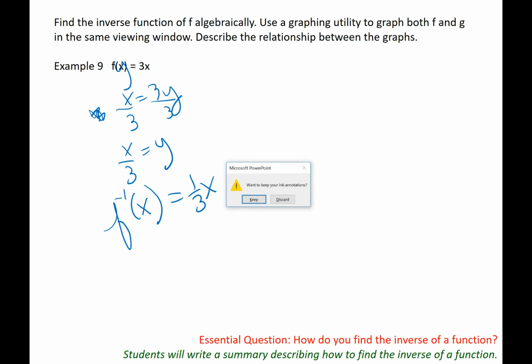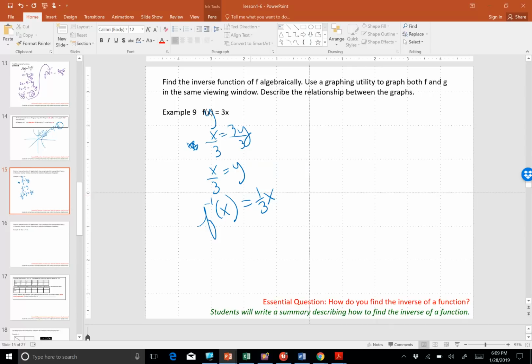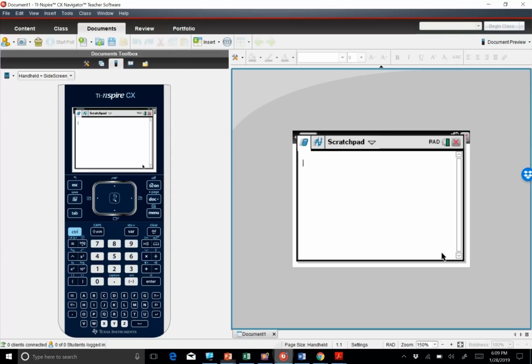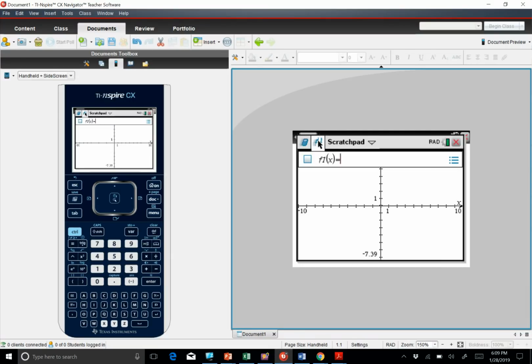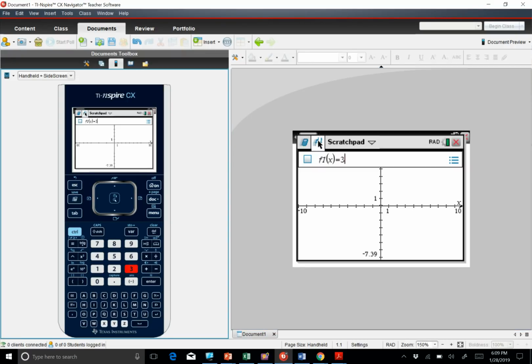So now I'm going to go into my calculator. I'm going to graph both y equals 3x and y equals 1/3 x. So we're going to go ahead and hit your scratch pad. We're going to do y equals 3x, and hit enter. And then I'm going to hit tab, and I'm going to do y equals 1/3 x, so control divide 1, or I could do x over 3. Let's do x over 3, and hit enter.